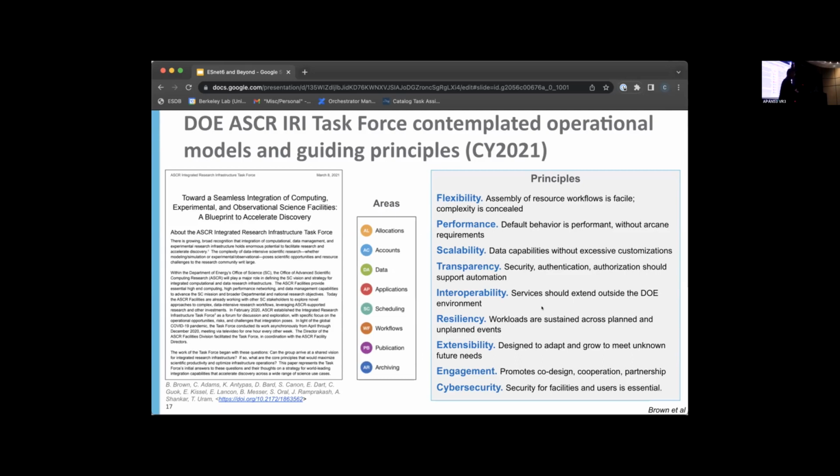To that end, there was a white paper that brought the idea of integrated research infrastructure, which is connecting the instruments, networking, compute, and storage, and treating it as if it's a single virtual facility, as opposed to today where we have separate administrative domains, separate security policies, separate APIs, separate provisioning.